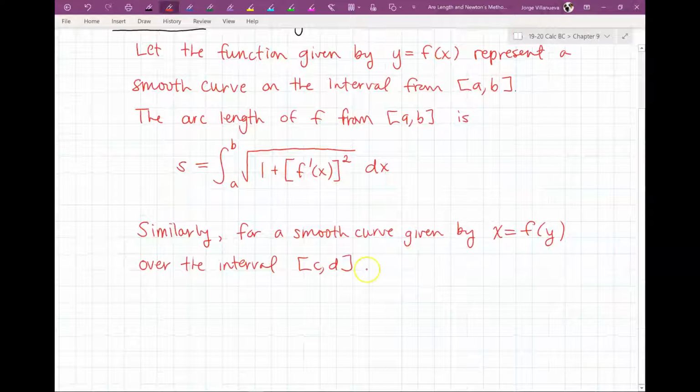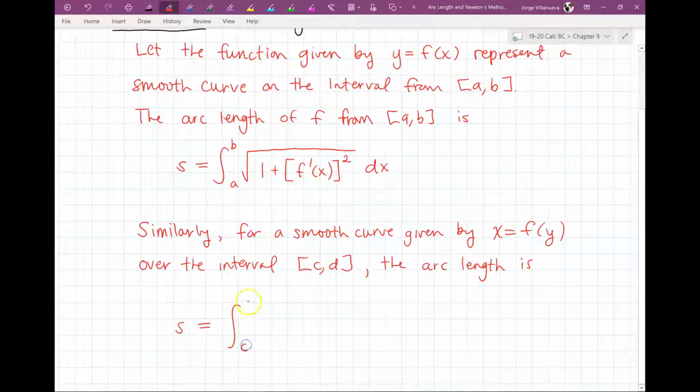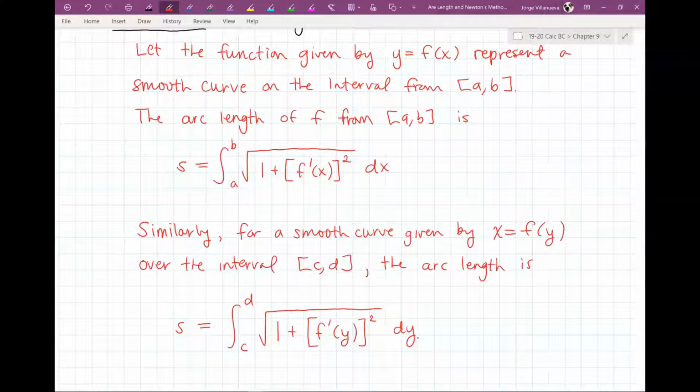the arc length is S equal to the integral from c to d of the square root of 1 plus f prime of y squared dy. So notice they're identical equations. They're not different. It's just the letters kind of change, right? Because the orientation in which you're finding the arc length is a little different.